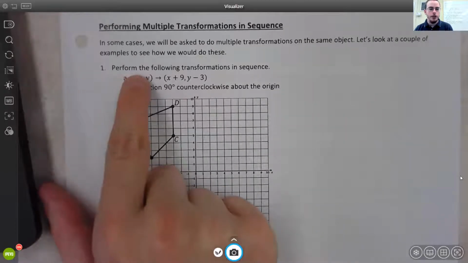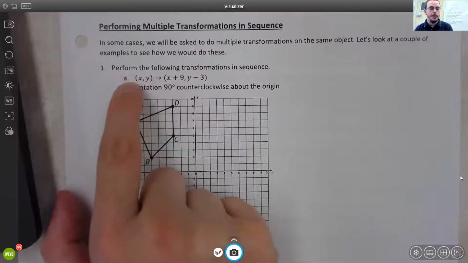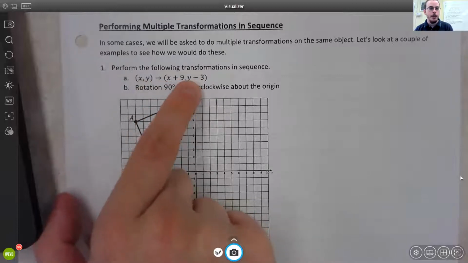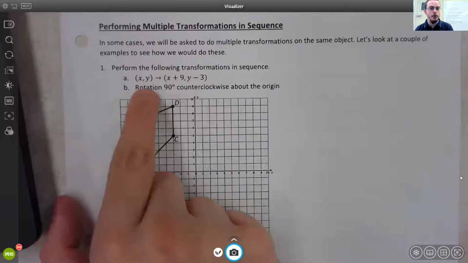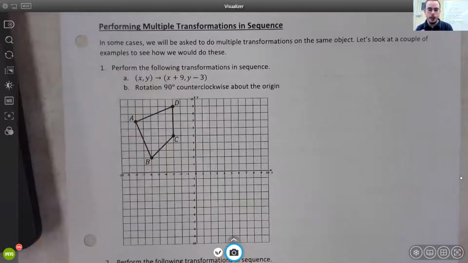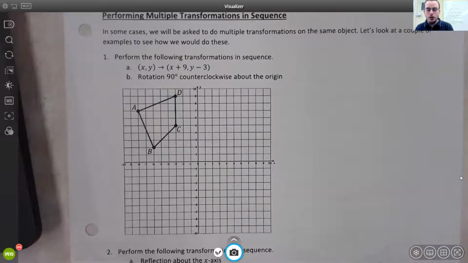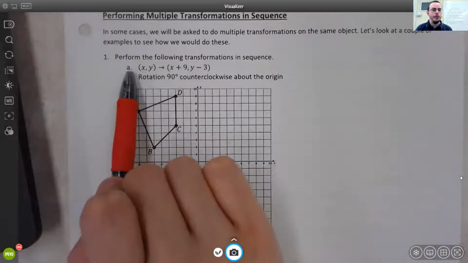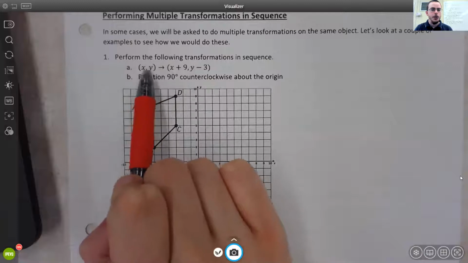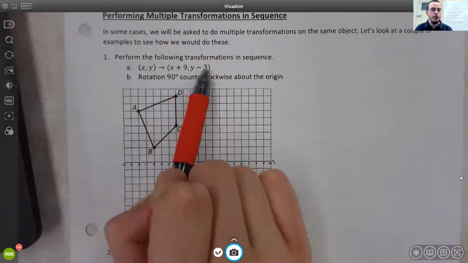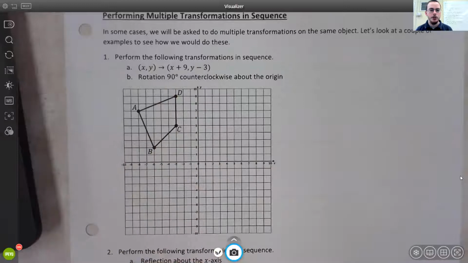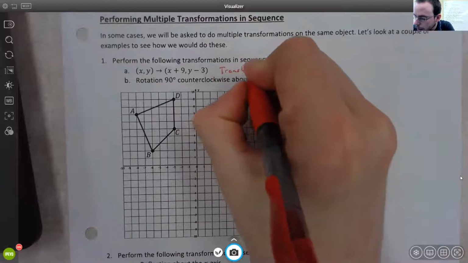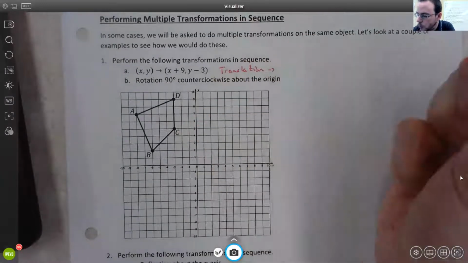It says perform the following transformations in sequence. And A says xy maps to x plus 9, y minus 3. And the second one says to do a rotation 90 degrees counterclockwise about the origin. So here's what you need to do. You're looking first and you're identifying what transformation that you have. So here, when you see the mapping rule that has x plus 9, y minus 3, that is when you're doing a translation. Okay, that's what's called a translation rule.